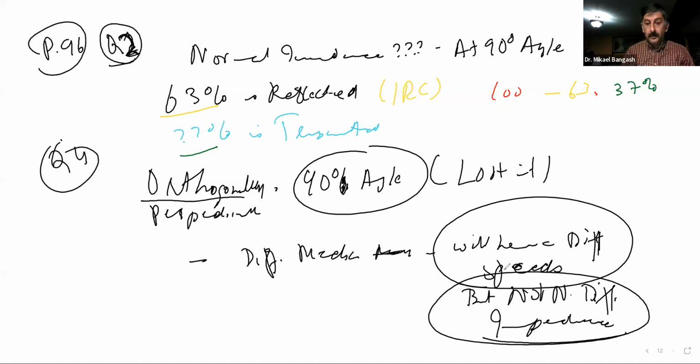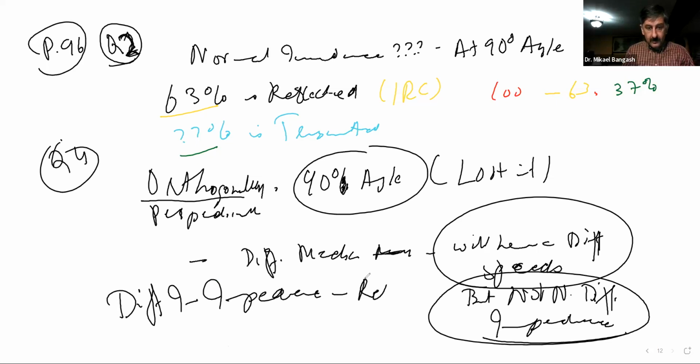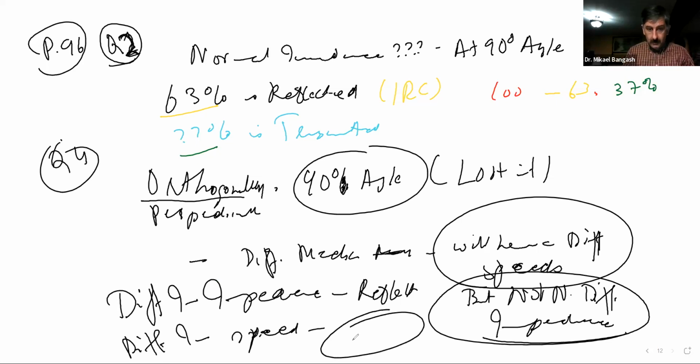So the difference in impedances, please, guys, a difference in impedance is what leads to reflection, whereas a difference in speed, what that will lead to, we will talk about after lunch. Did you guys get that?